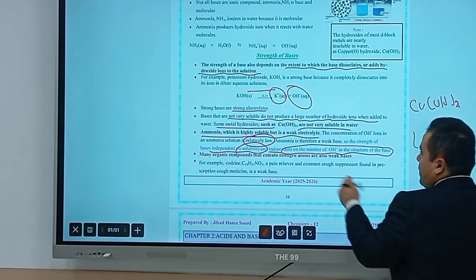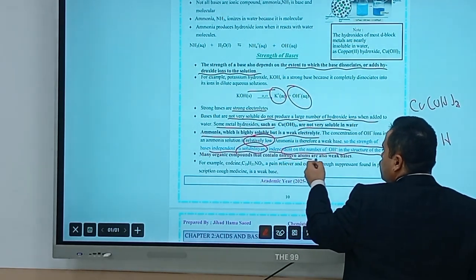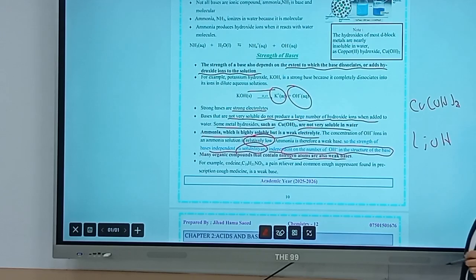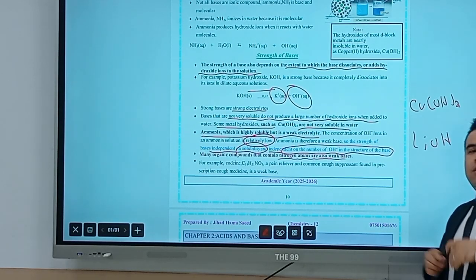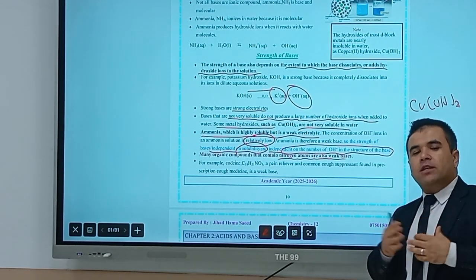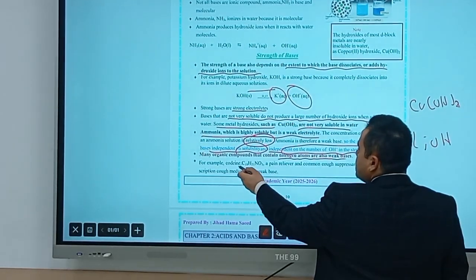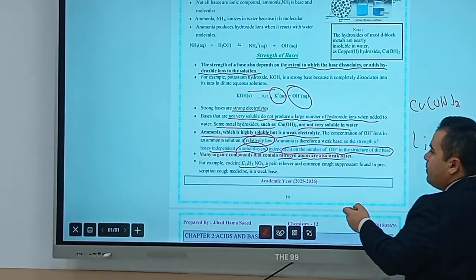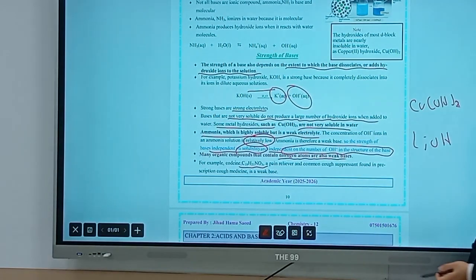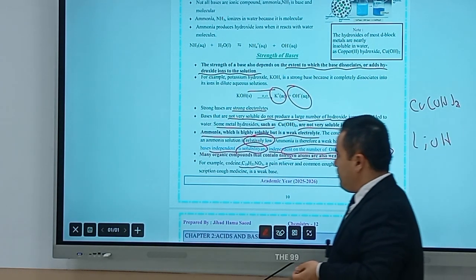Many organic compounds that contain a nitrogen atom are also weak bases. Like ammonia, the other organic compounds that usually contain a nitrogen atom are weak bases, for example codeine, C18H21NO3, which works as a pain reliever and works as a weak base.